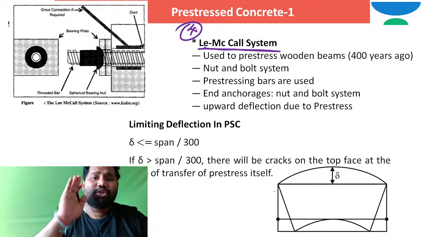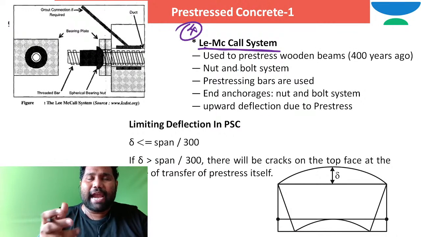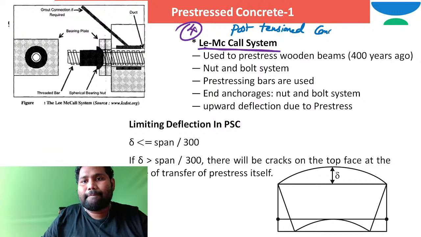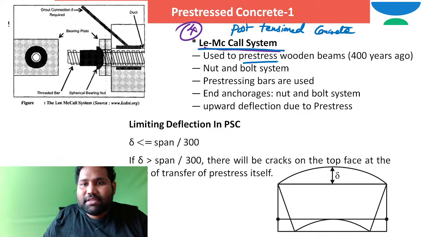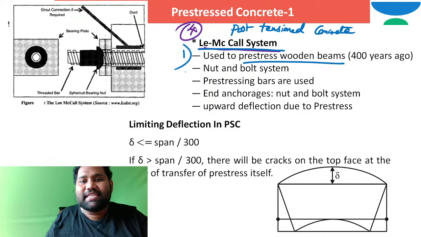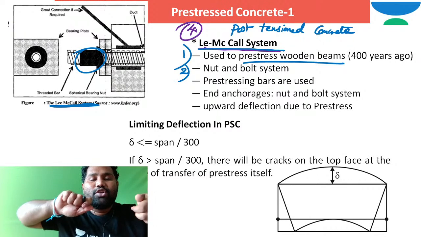Right. Now let me show you how we can make this end anchorage here. So this is post-tensioned concrete, which is the Lee-McCall system. This Lee-McCall system is used to pre-stress wooden beams. In this Lee-McCall system, the end anchorage is a nuts and bolts system. I hope you are able to see clearly here. Here these are bolts, these are nuts, clearly holding.